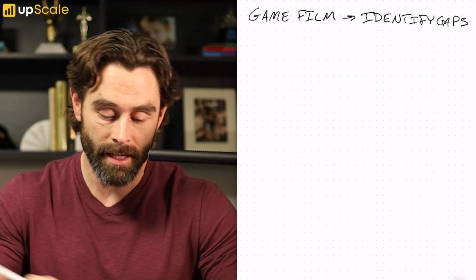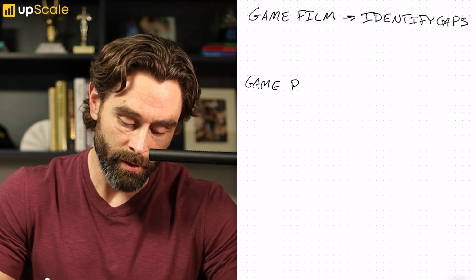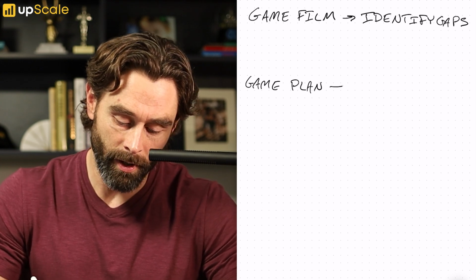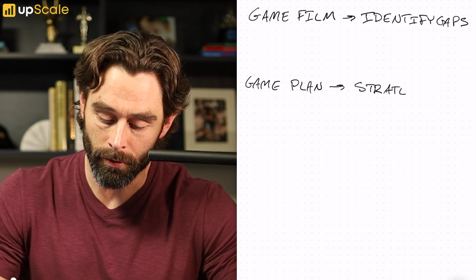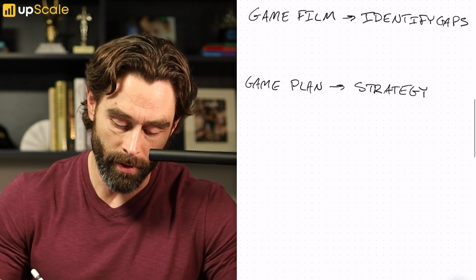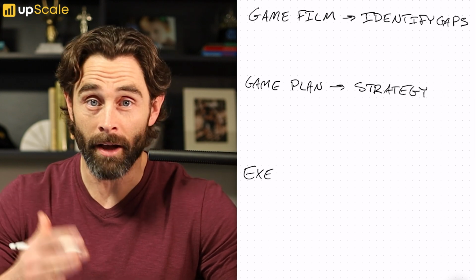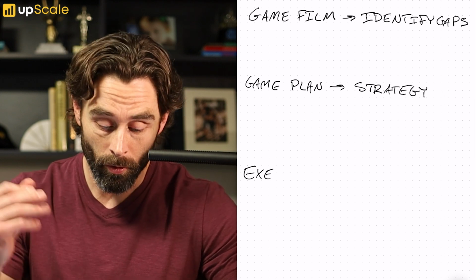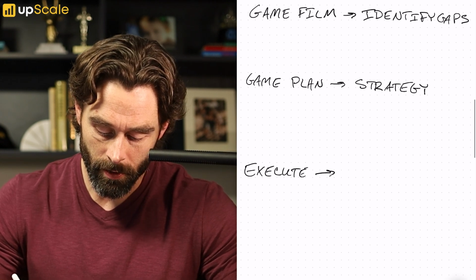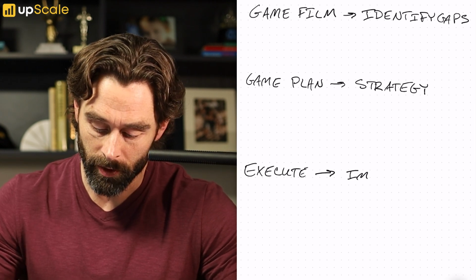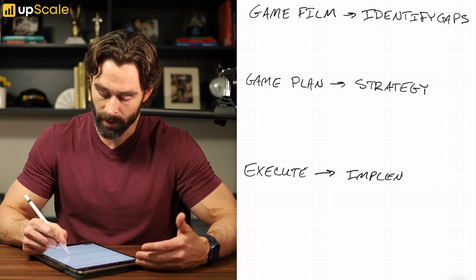Then from there, that's going to tell them what type of game plan to put together. So the game plan is the strategy. This is how we're going to improve. And then from there, they've got to execute. So then we've got to go out on Sunday and actually execute what we worked on. So this is where we're actually implementing what we learned. This is the implementation phase.